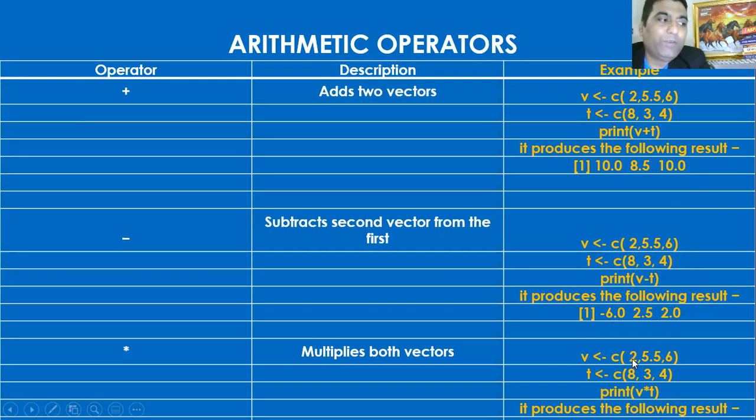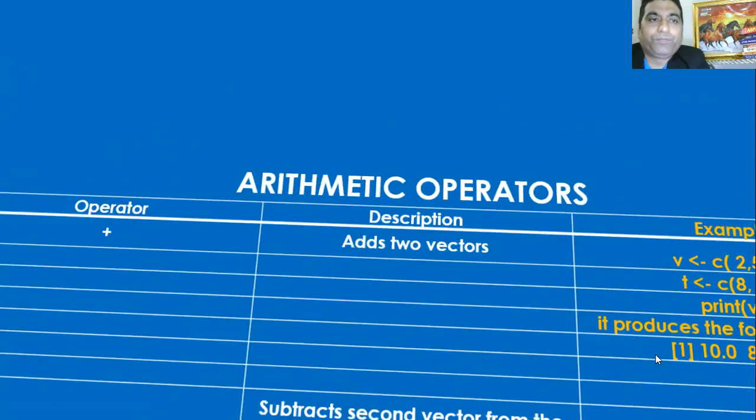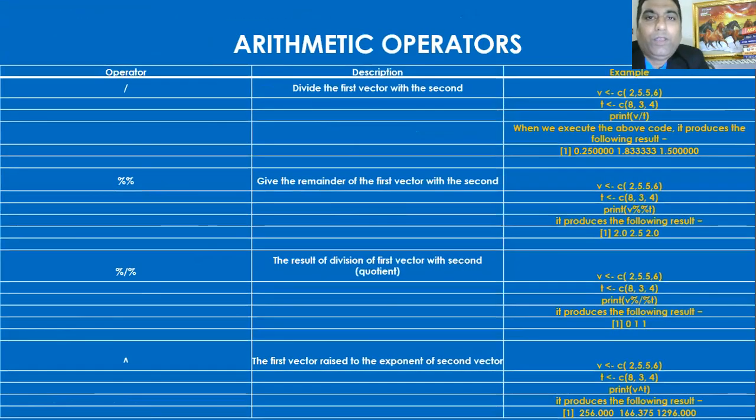Similarly, the multiplication, if you will see, 2 multiplied by 8, the result is 16. So this way, multiplication operators work. Now, the division operator. If you see 2 divided by 8, the result is 0.25. 5 divided by 3, the result will be 1.66. So that is the division operator.